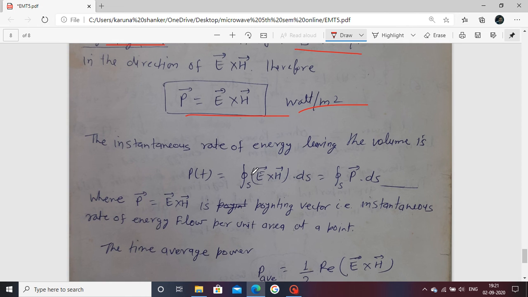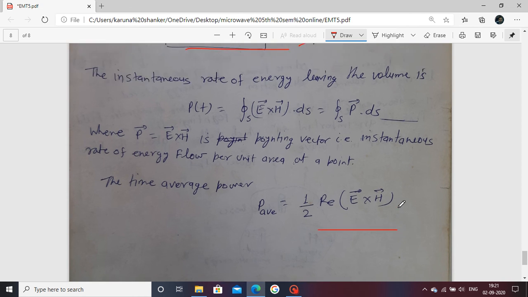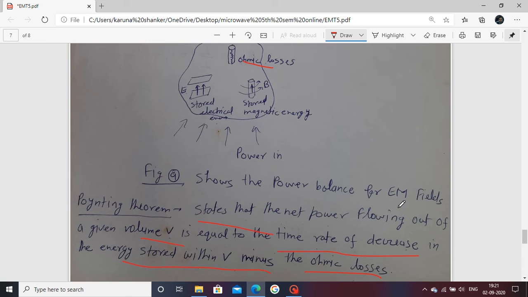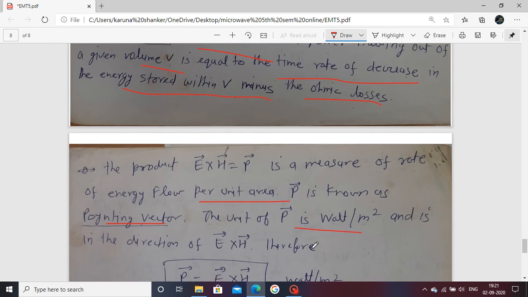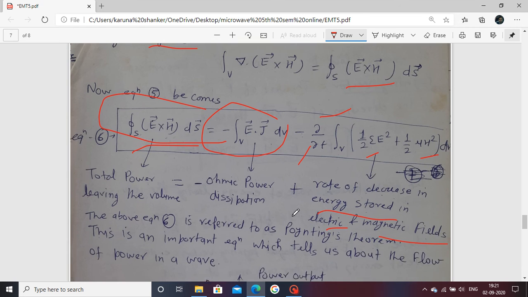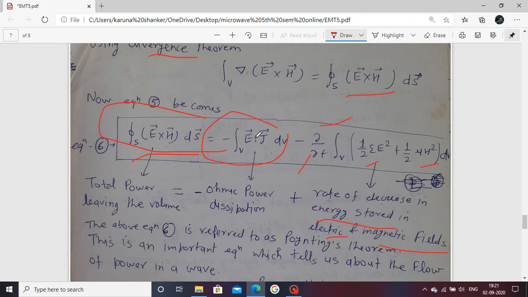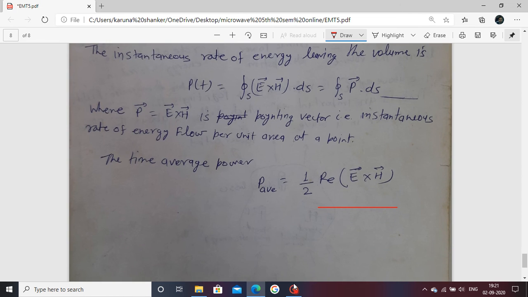The instantaneous rate of energy leaving the volume is represented by this relation, and time average power is related by this equation. Means these two equations should be kept in mind. Means by this equation we derive the Poynting theorem, and next one is the Poynting vector. Today in your lecture.